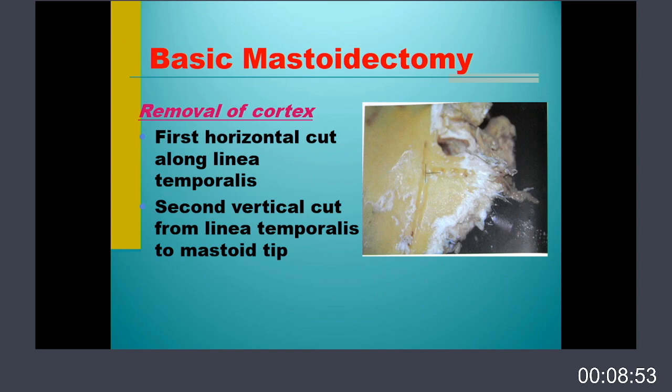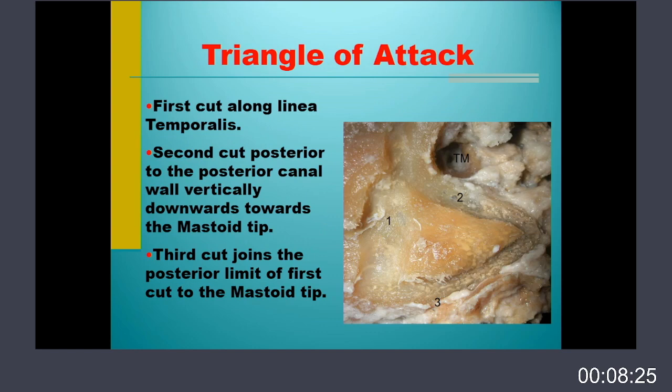So when we do the basic mastoidectomy, it's also known as cortical mastoidectomy, Schwartze's mastoidectomy, complete mastoidectomy. There are various names given to this. When we start the dissection, there are two ways. One, the first cut we can make along the linea temporalis. The other cut we can make from the linea temporalis going down to the tip of the mastoid process. There is another way. We can make a triangle, giving the first cut at the linea temporalis, the second cut parallel to the external acoustic canal, and the third cut along the posterior border of the mastoid process.